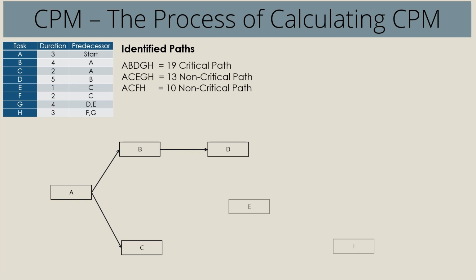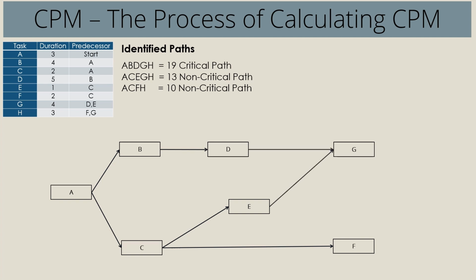Now activities E and F both depend on activity C. So both of these are going to come off activity C. So we have activity E and we have activity F. Next up, we have activity G. This depends on D and E. So we're going to need some arrows coming from both of these leading into activity G. And lastly, H depends on activity F and G. So we're going to have H there, and F is going to lead into it and so is G, and there we go.